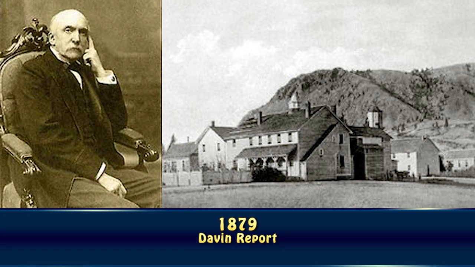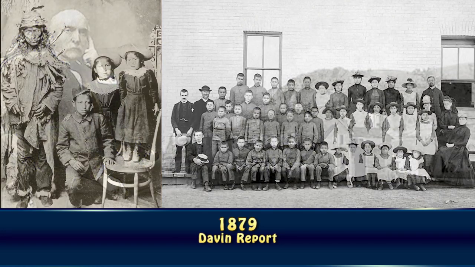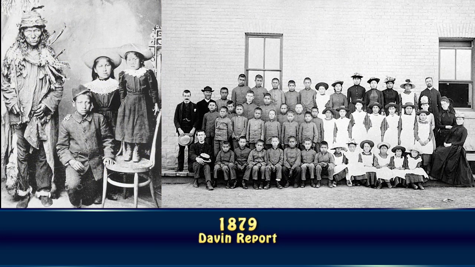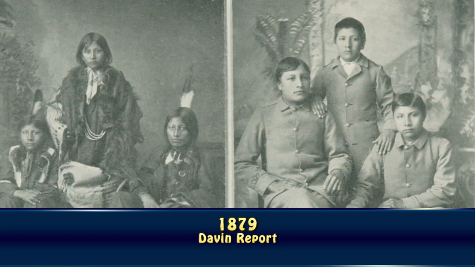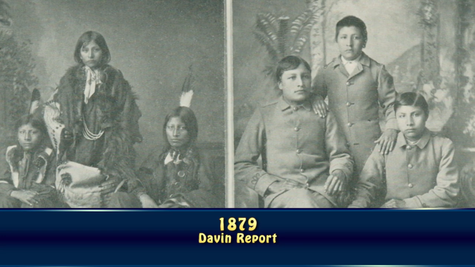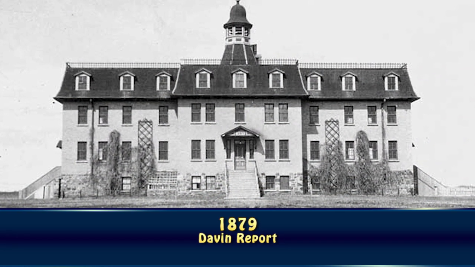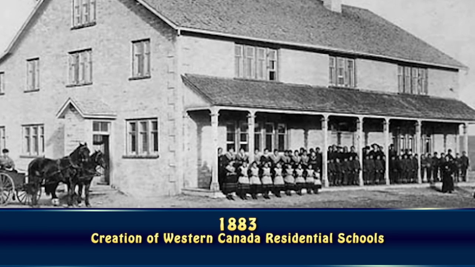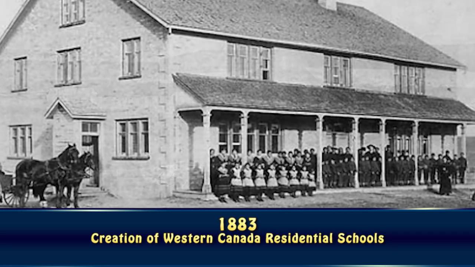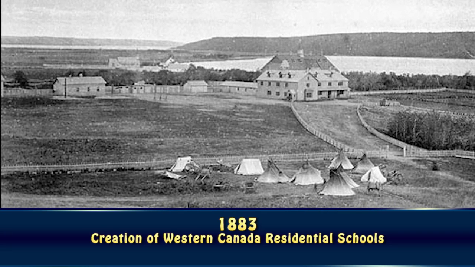The Davin Report recommends the creation of a system of industrial schools where First Nations children can be sent to remove them from their parents' influence and teach the children English culture. By 1880, 11 industrial schools were operating in Canada. The Canadian federal government authorizes the implementation of residential industrial schools throughout the West.